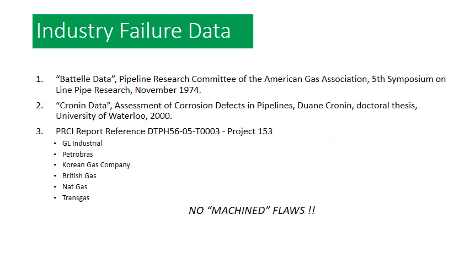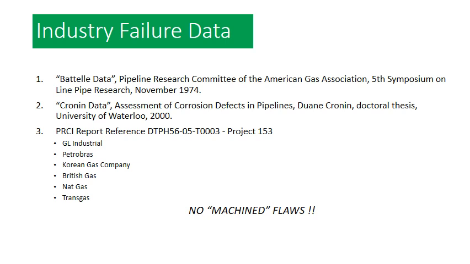I have found quite a bit of industry failure data. Some of it I'll refer to as the Battelle data, and that was published by the Pipeline Research Committee of the American Gas Association back in 1974. I think those of you in the business that do a lot of model validation will be familiar with that data. I also have what I'll call the Cronin data, which comes from a doctoral thesis in 2000. And then I also have a PRCI report referenced here where there is a variety of data from GL Industrial, Petrobras, the Korean Gas Company, British Gas, Nat Gas, and Transgas.